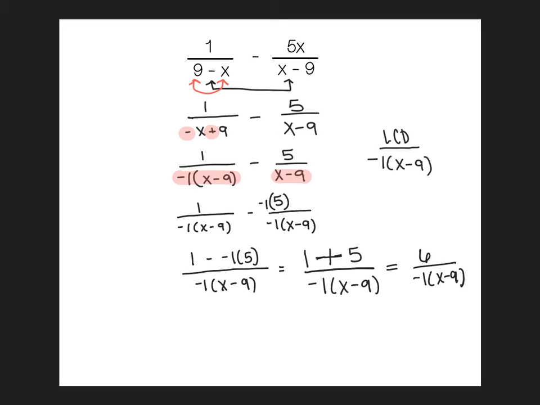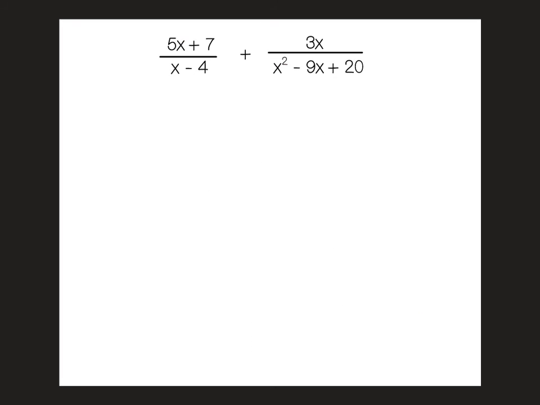If I had to list any domain restrictions, x cannot equal 9. And another way to write this, we don't have to include the negative 1 out in front. We could just write it as negative quantity x minus 9. So this is just a more simplified version.